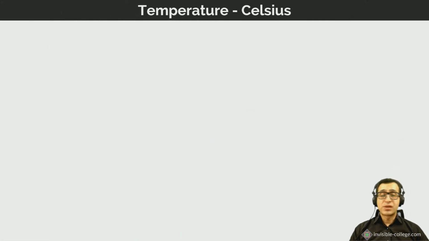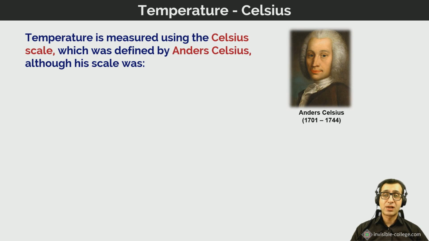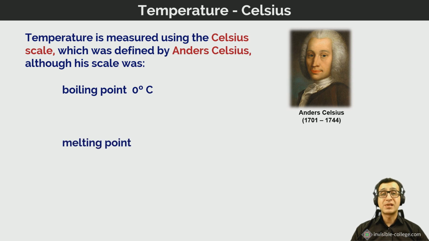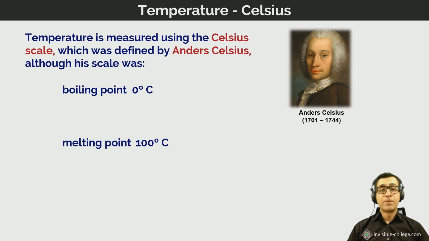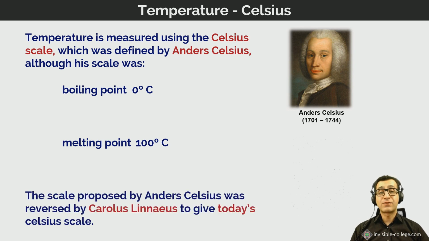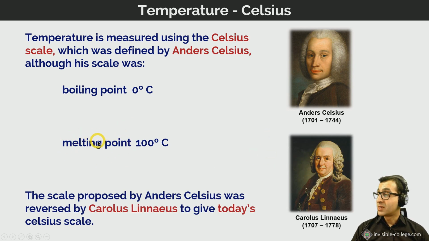So the Celsius scale was defined by Anders Celsius, this gentleman over here, where originally the boiling point of water on this scale was actually 0 degrees C, and the melting point was actually 100 degrees C. So in a sense, Anders Celsius proposed the Celsius scale backwards in comparison to the way that we measure it today. Now, this was reversed by Carolus Linnaeus to give today's temperature scale, where the melting point of water is 0 degrees centigrade and the boiling point is 100 degrees centigrade.